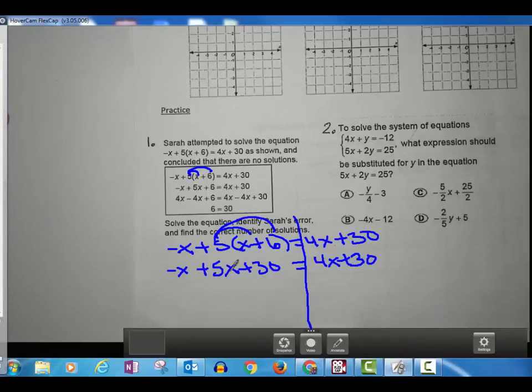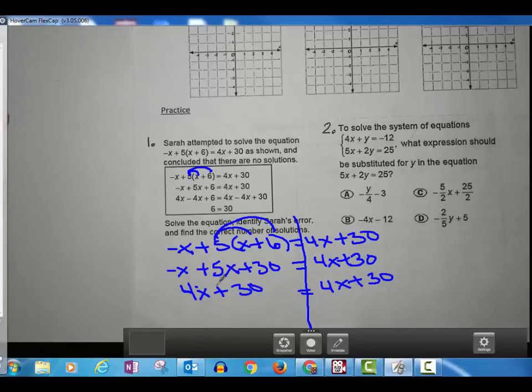Now, I'm going to look on each side, and I'm going to try to combine any like terms that I can combine. We'll have negative x plus 5x. Well, it's like negative 1 plus 5, so I have 4x, not negative 4, but 4x plus 30, and that's going to equal 4x plus 30. Well, I automatically see here that I have the exact same thing on both sides.